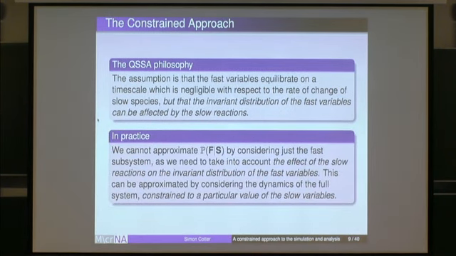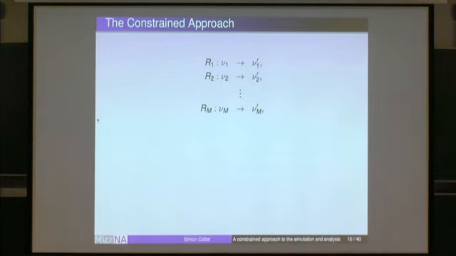So what does that mean in practice? Well, it means we have to do a little bit more work than the quasi-steady state assumption. We can't just look at the fast subsystem. What we actually need to do is constrain the dynamics of the whole system to a particular value of the slow variables. So we're going to allow all of the slow reactions to run because they too can affect the invariant distribution of the fast variables. This is a little bit hard to express in words, so I'm going to go through this again in an example. The idea is that we take a system of m reactions, and they have reactants given by nu1, nu2 up to nu_m, and they have products given by nu1 dashed up to nu_m dashed. So this here represents the stoichiometry of the full system.